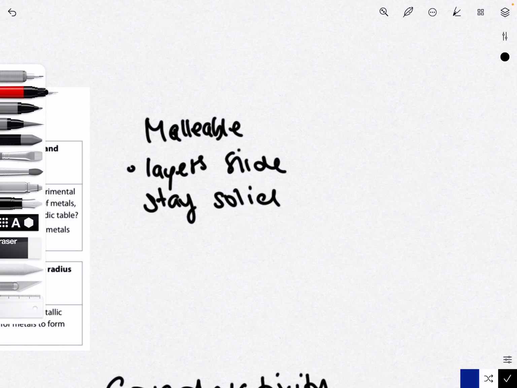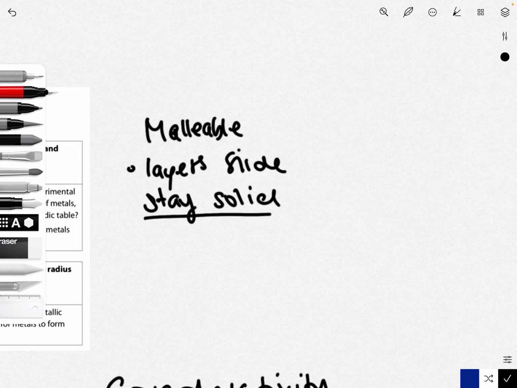Metals, due to the attractions in all directions that can occur due to the delocalized electrons, which are free to move, will always have an attraction between the layers.